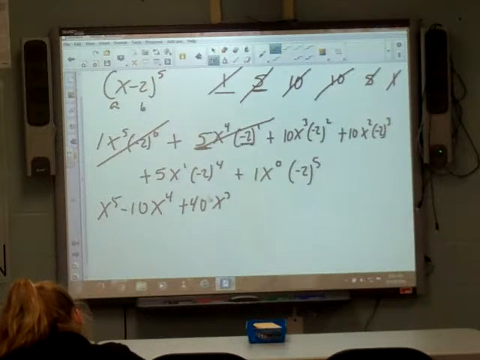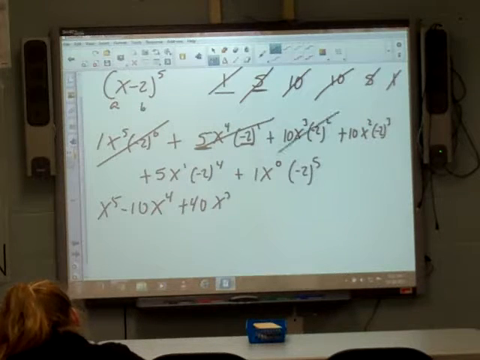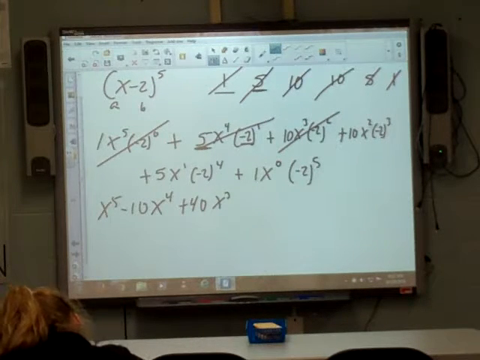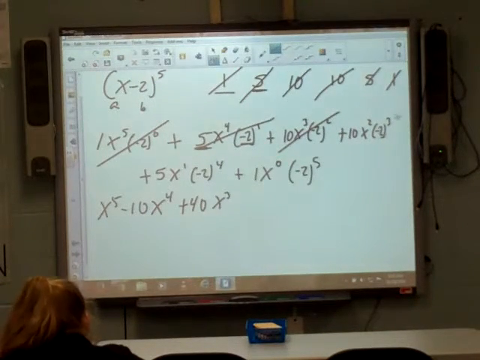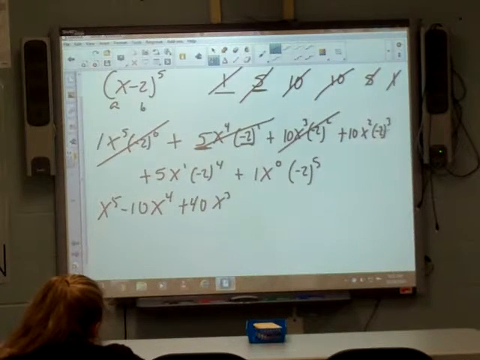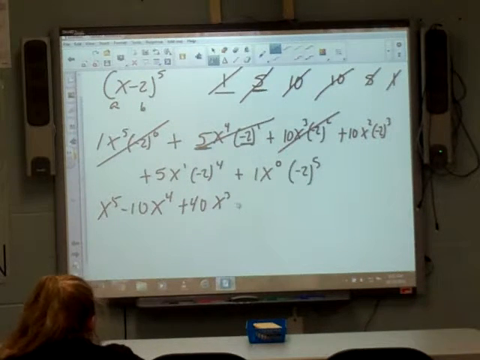So, all right. So we did negative 2 squared is 4 times 10 is 40. So we're done with that one. All right. Here, negative 2 cubed is negative 8. Negative 8 times 10 is negative 80.